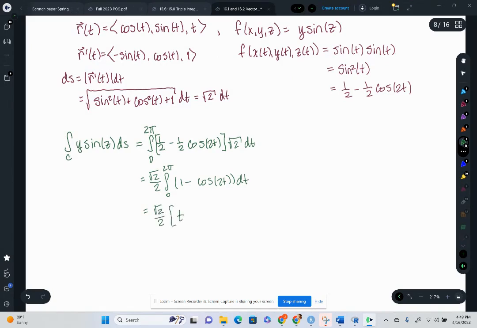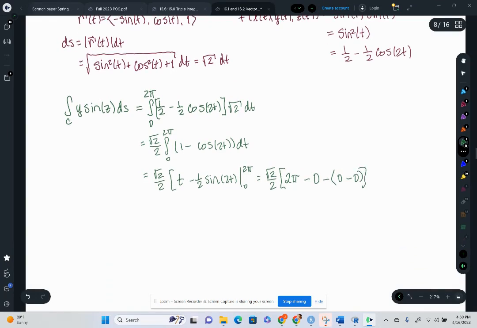Integrating, I get t, and then I get minus 1/2 sine of 2t, and this is all going from 0 to 2 pi. All right, plugging everything in, I have the square root of 2 over 2. Evaluating at 2 pi, I get 2 pi minus, well, sine of 2 pi is 0. And then evaluating at 0, I get 0 minus, well, sine of 0 is also 0. So I didn't get a whole lot of contribution there. My final answer is just going to be the square root of 2 times pi.